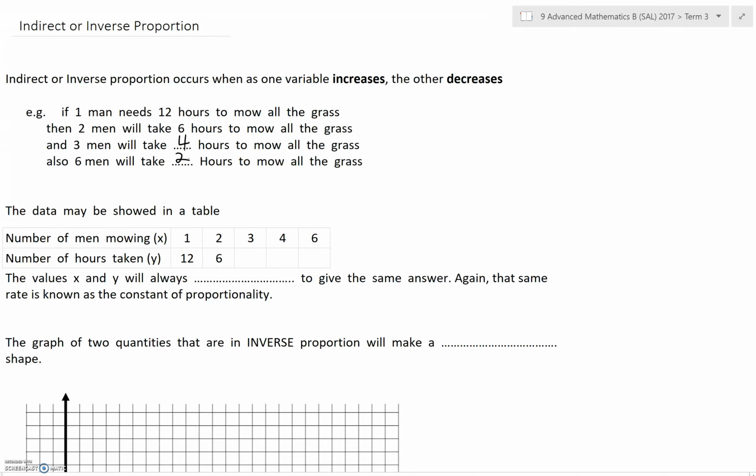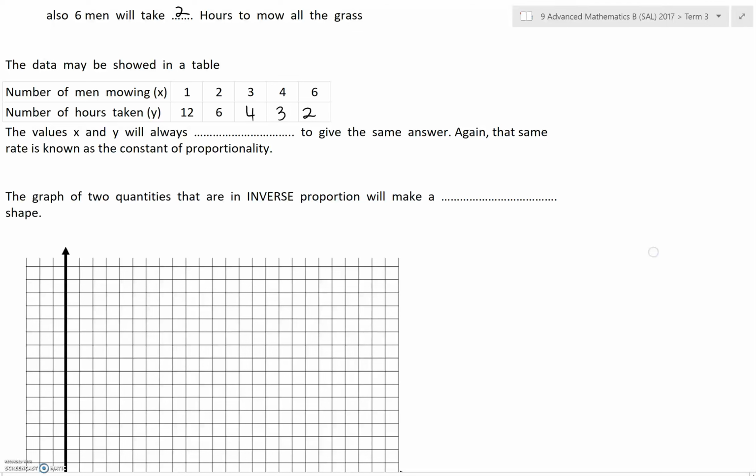So in the same way as we did before, we can complete a table with this, and that can help us plot it. And if we have a look at it in the table format, you can see that the values of x and y will always multiply in this case to give the same answer. 1 times 12 is 12, 2 times 6 is 12, etc. So again, the rate that's changing by is still known as the constant of proportionality, which again we'll look at in a future lesson, but understand that it's the same all the time. Even though it's going down by the same amount.